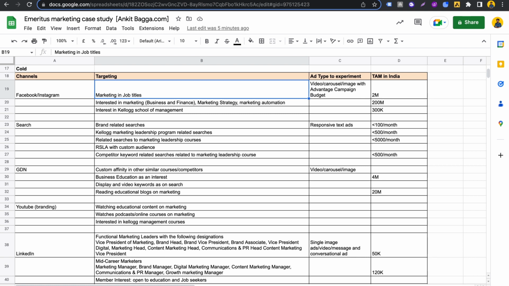So on Facebook and Instagram, you could target people who have marketing in their job titles, interested in business and finance, marketing strategy, and marketing automation. Interested in Kellogg's School of Management.